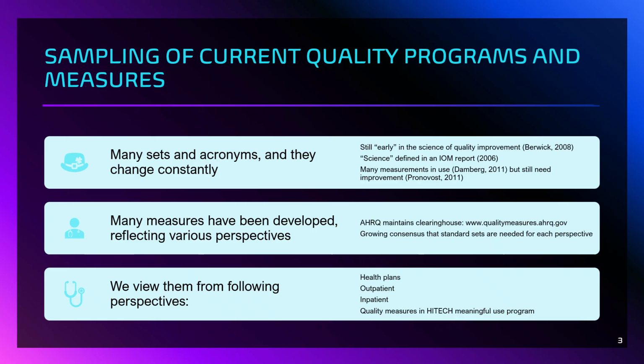In the following slides, we'll break this down further. We'll explore specific quality measures from three different perspectives: health plans, outpatient medicine, and inpatient medicine. And we'll close by looking at the quality measures required under the meaningful use rules of the HITECH Act.